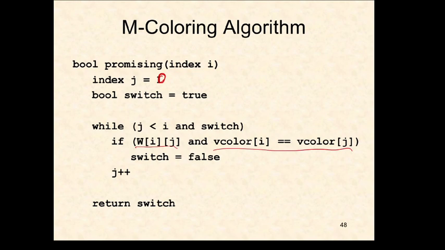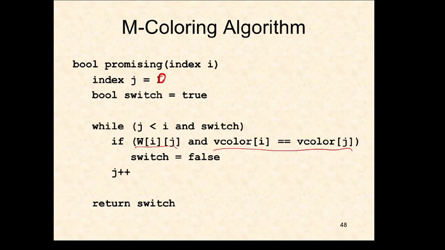to vertex I. Well, at the beginning, when I is 0, there can't be any constraints violated. The loop doesn't run, and we say, true, you're good. You're still promising. You haven't violated constraints. Then when we move on to other ones, we compare everybody who's already been colored to vertex I.